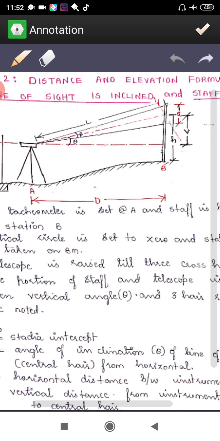Now after doing that, see, theta is going to be the angle of inclination, that is, the angle of the line of sight from the horizontal, and D is the horizontal distance between the instrument and the staff, where V is the vertical distance from the instrument axis to the central crosshair, and H1 is the staff reading on the benchmark, H is the central reading on the staff at B.